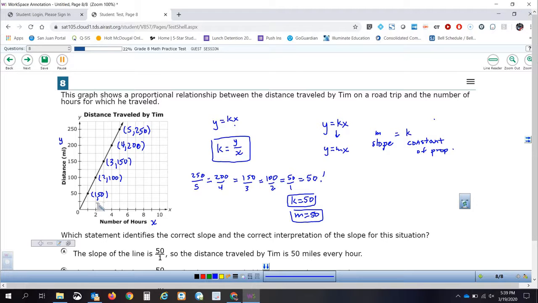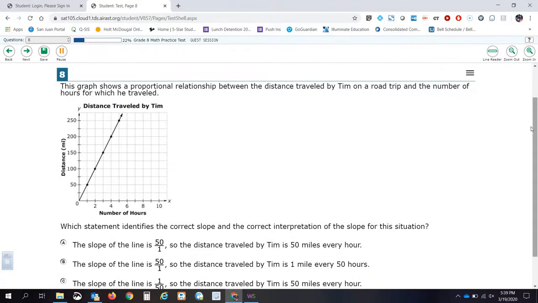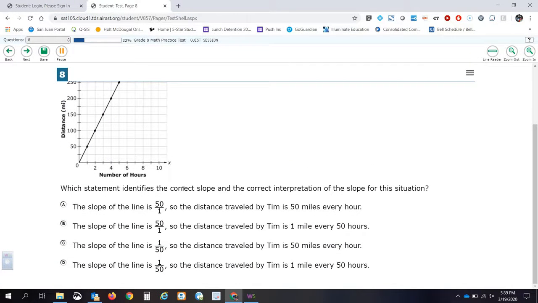So what does that mean about his speed? His speed is 50 miles per hour. All right, so if we look at the choices, let's take a look. Which statement identifies the correct slope? We already said it's 50, so that eliminates C and D. And the interpretation is he is going 50 miles every hour. So we're looking for A.